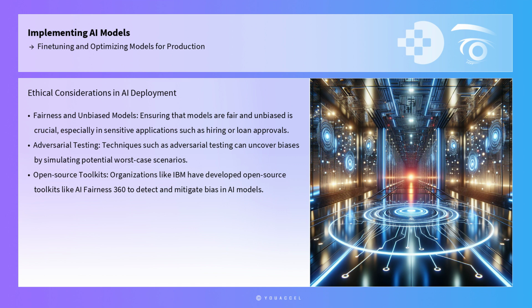The ethical considerations of deploying AI models must not be overlooked. Ensuring that models are fair and unbiased is crucial, especially in sensitive applications such as hiring or loan approvals. Techniques such as adversarial testing can uncover biases by simulating potential worst-case scenarios. Furthermore, organizations like IBM have developed open-source toolkits like AI Fairness 360, which provide metrics and algorithms to detect and mitigate bias in AI models.